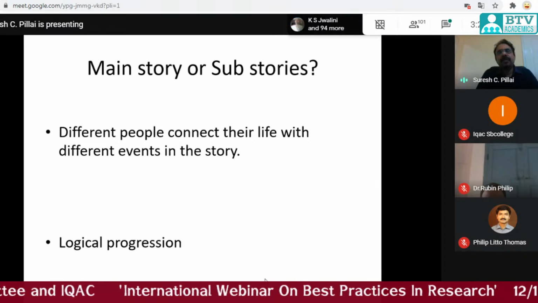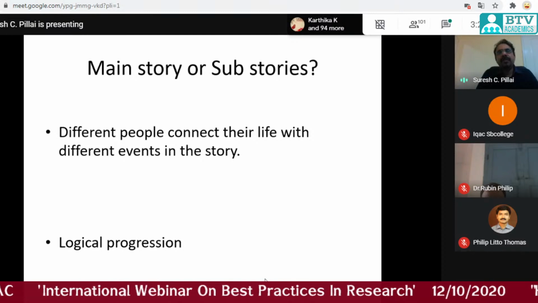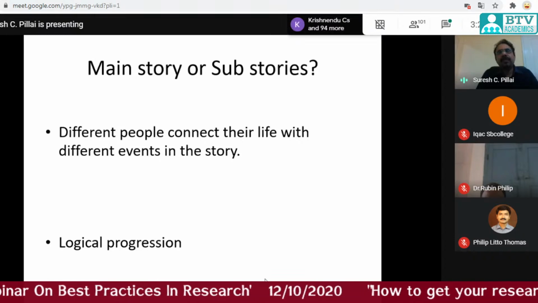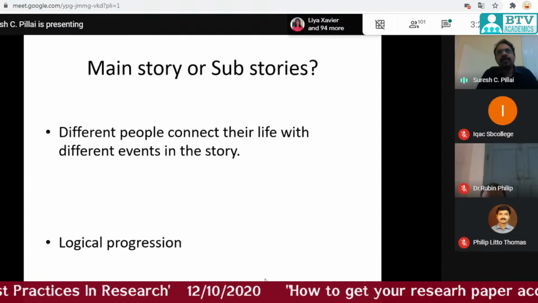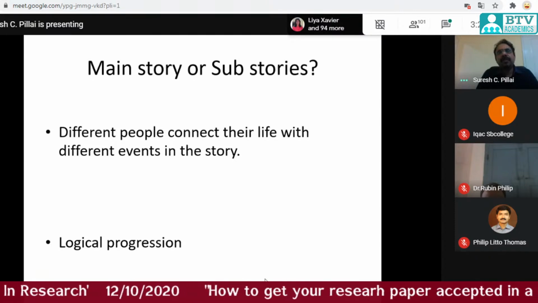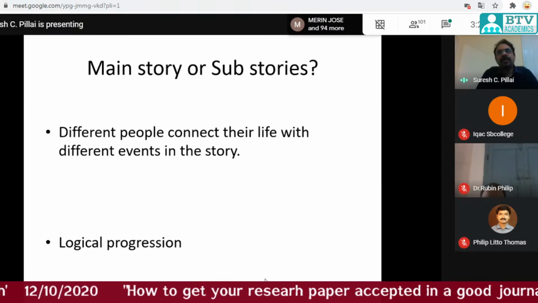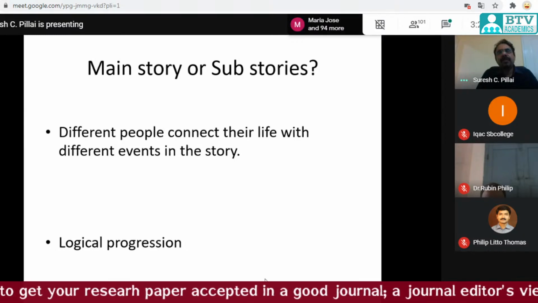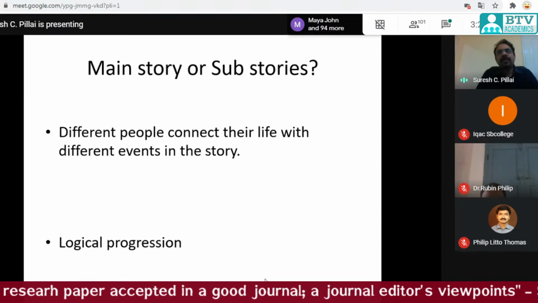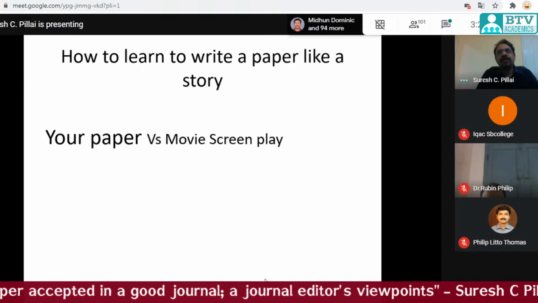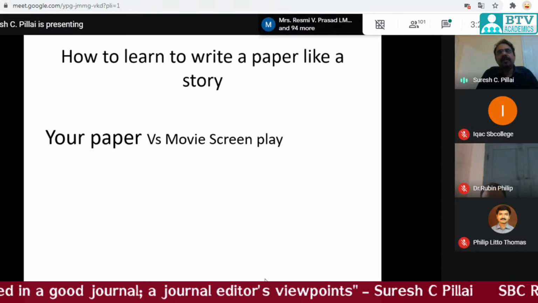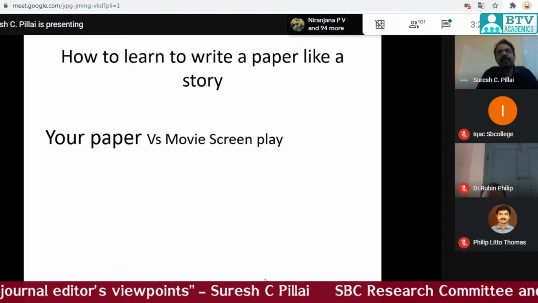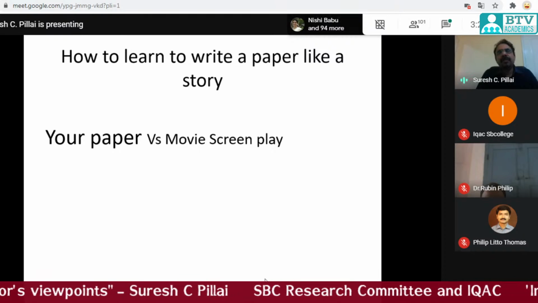And there should be a logical progression as well. There should be a progression from one story to the other, and there should be a connection between the sub-stories as well. So that is exactly the way we should write research papers. There should be a main thread, and there should be a number of sub-stories. So that is what we will be discussing in the next few minutes. What would be the main story in your paper, and what would be the sub-stories. So in the next few minutes, I'm going to show how to learn to write a paper like a story. Your paper versus the movie screenplay.